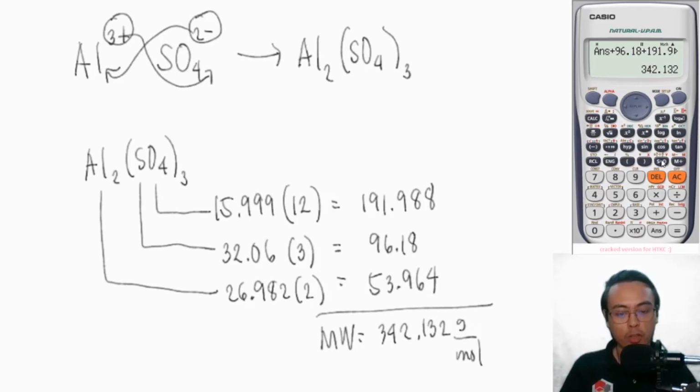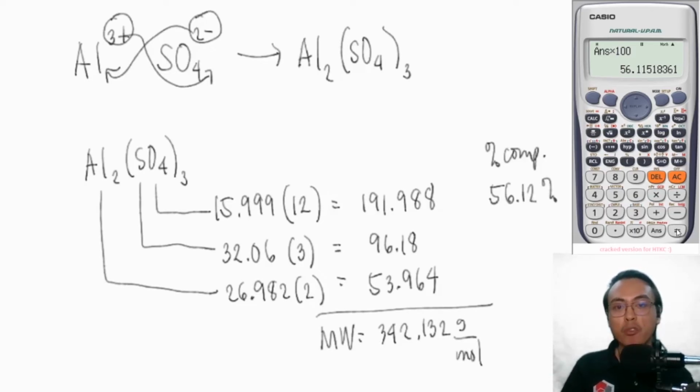Now we will be solving for the percent composition. For the percent composition, we are just going to divide the molecular weight per element by the molecular weight of the entire compound. So let's say, for example, for oxygen, we just need to compute the percent composition as 191.988, the total atomic mass of oxygen in aluminum sulfate, divided by the total molecular weight of aluminum sulfate, 342.132. And that is times 100 to make it percent. So our answer is 56.12%.